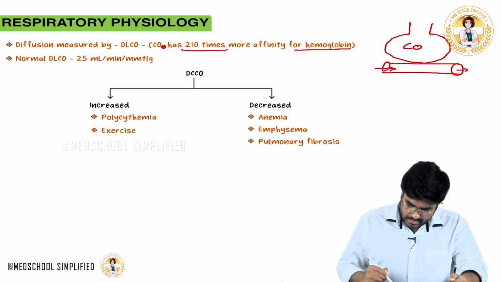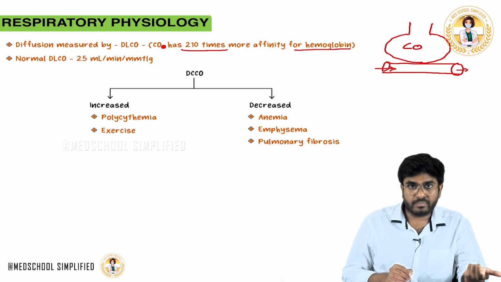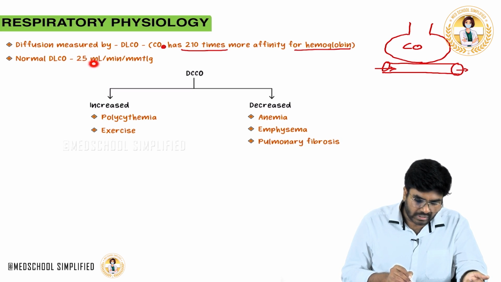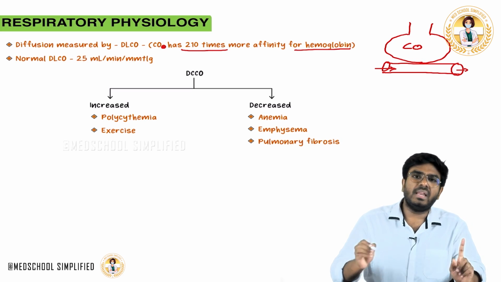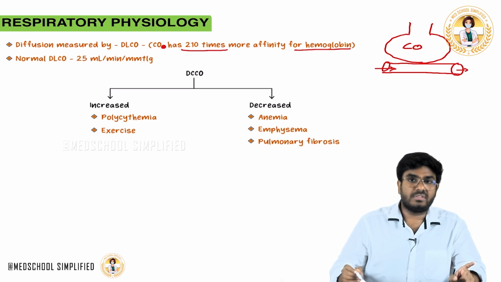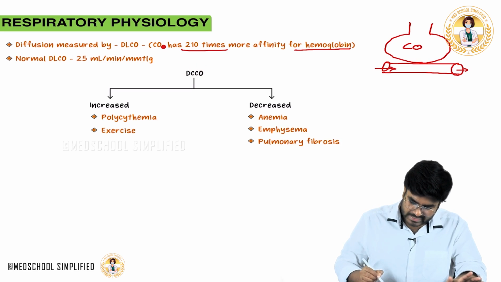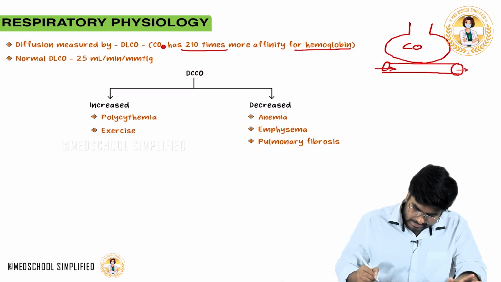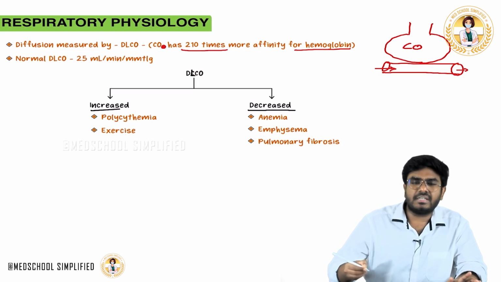Now let's see what the normal diffusion lung capacity is. If you use carbon monoxide, the diffusion is 25 ml. 25 ml of carbon monoxide diffuses every minute for 1 mm Hg pressure, into the blood vessels, into the hemoglobin. Now what are the conditions in which DLCO is increased, and the conditions in which DLCO is decreased?